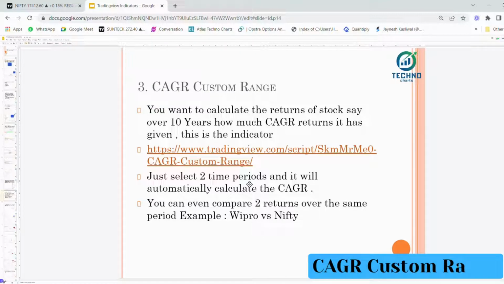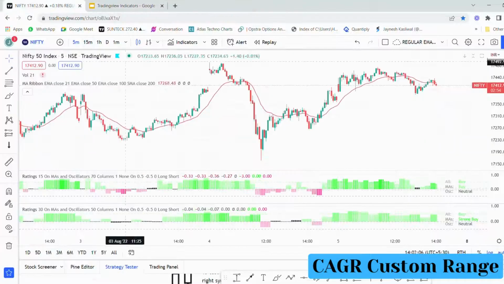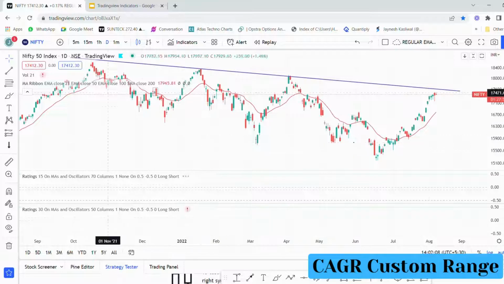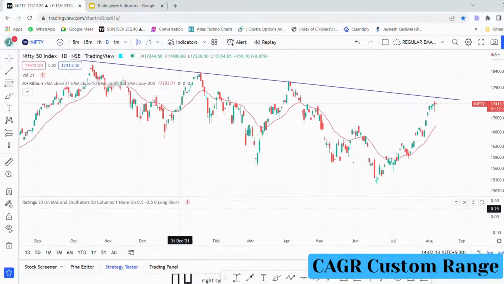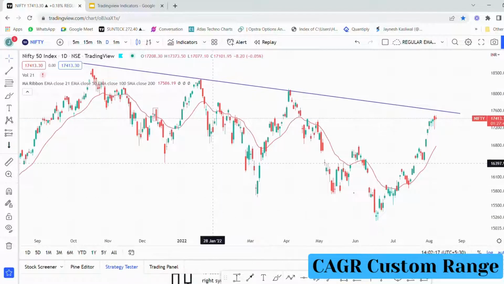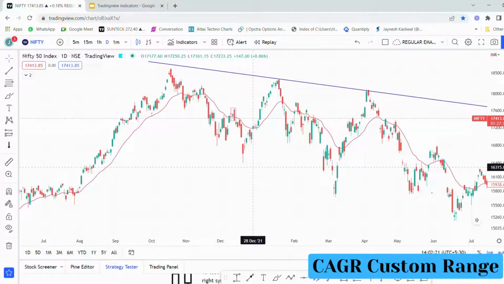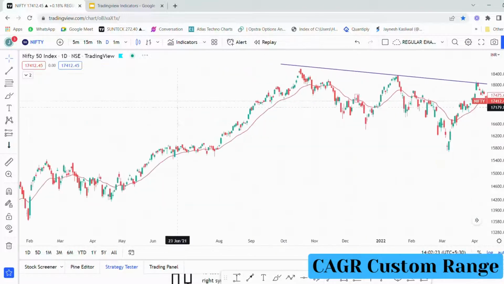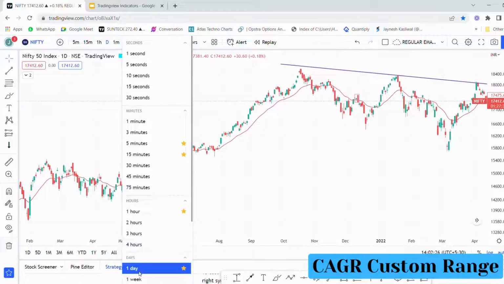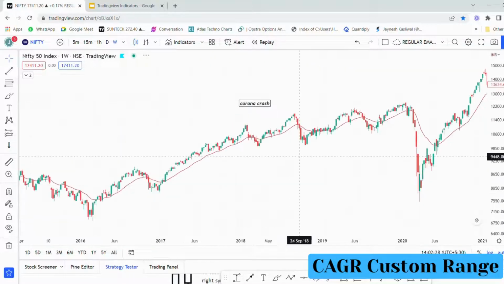The third indicator is a very interesting indicator that is used to calculate the CAGR over a period of time. Let's say you want to check how much return Nifty has given over a period of, let's say, 10 years. I want to calculate the CAGR and not the simple returns that the stock or index has given. So I will use a weekly time period so that we can cover a longer period of time here.